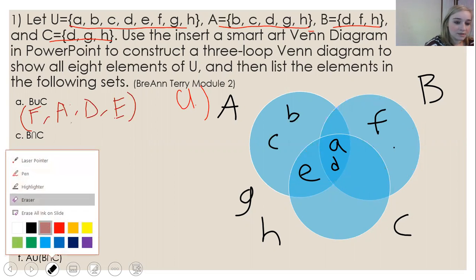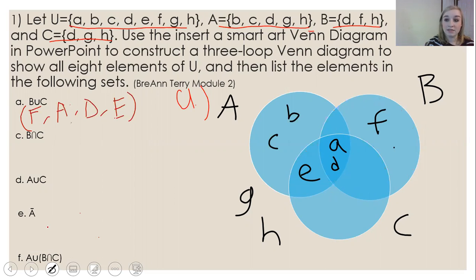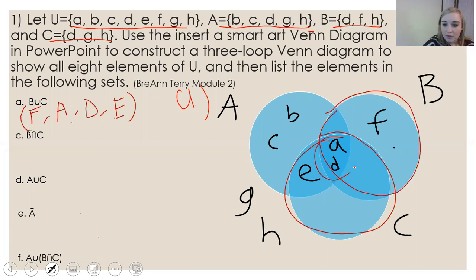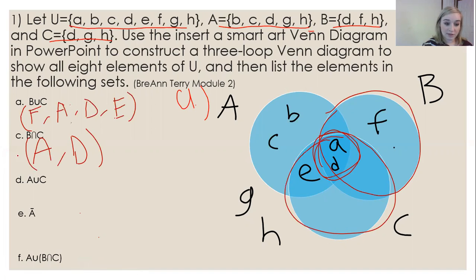And this one says B intersect C. So the upside down U just means where do they intersect at? Well, an intersection is where they cross. So if we look at these circles again, we can see that where they cross is going to be right here, A and D. And that's all there is to that one, which is pretty simple because all we have to do is look at where they're crossing paths.